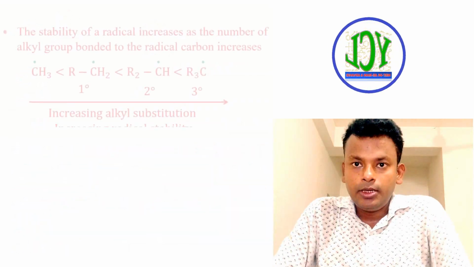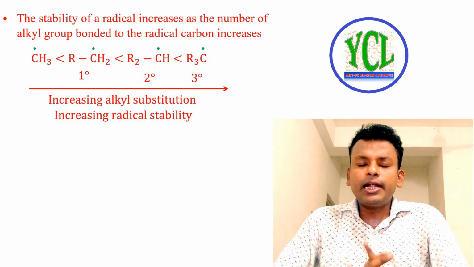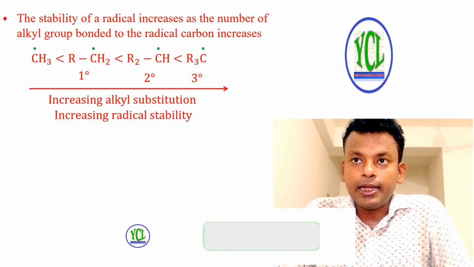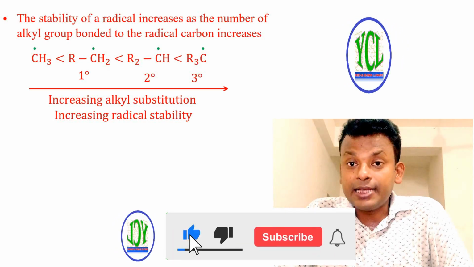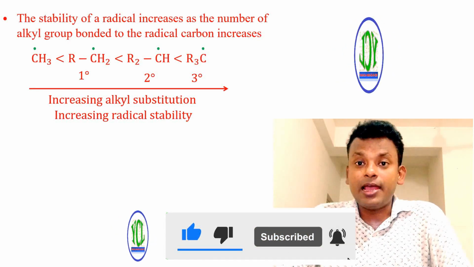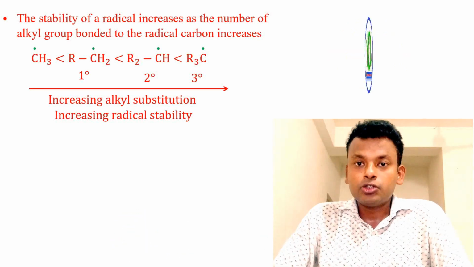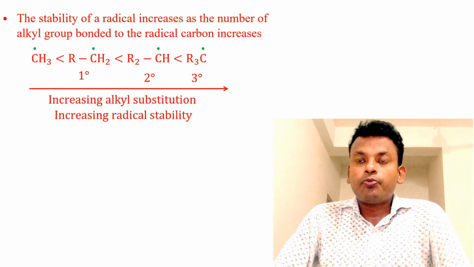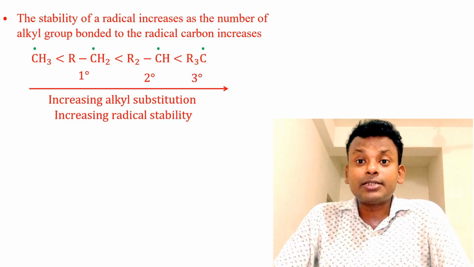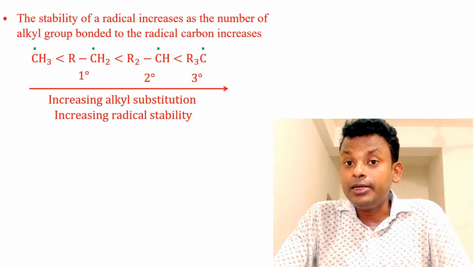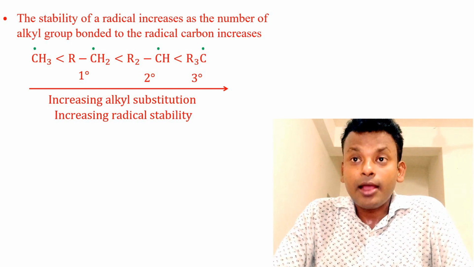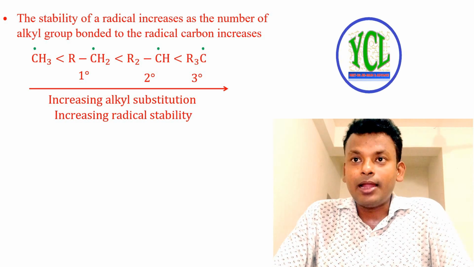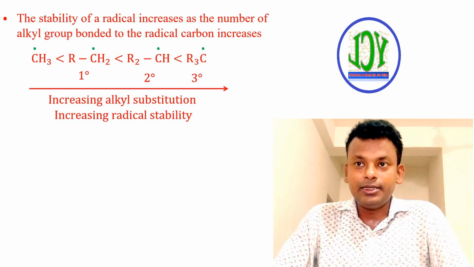Next, the stability of a radical increases as the number of alkyl groups bonded to the radical carbon increases. That is, as CH3 groups increase, the plus I effect, the inductive effect, increases. So the more inductive effect groups, that is methyl or alkyl groups, the more stable the radical, just like the stability of carbocations. Here also it is the same: CH3 methyl is less stable than RCH2 1 degree radical, then R2CH 2 degree radical, then R3C 3 degree radical.